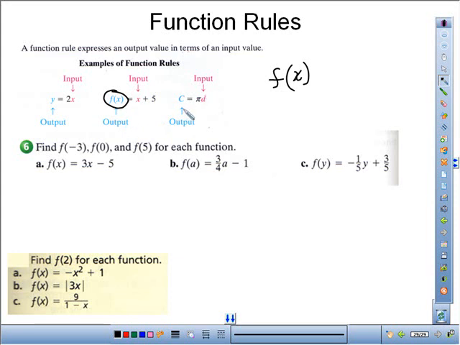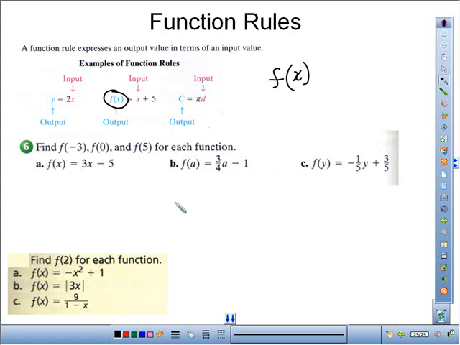Now you might have an equation, a formula. For example, the circumference equals pi times diameter. This formula here is also a function, because the circumference depends on what the diameter is. Now the input value here in this case would be d. If the diameter changes, the circumference will change. So d is the input, and so the circumference c is the output in this case.